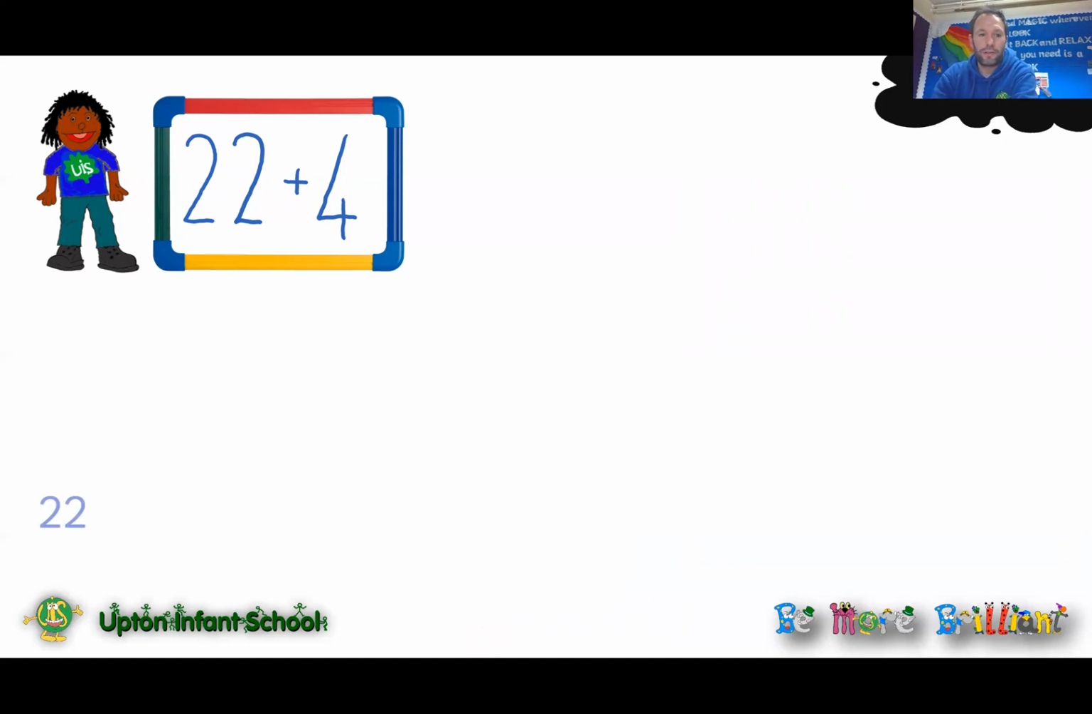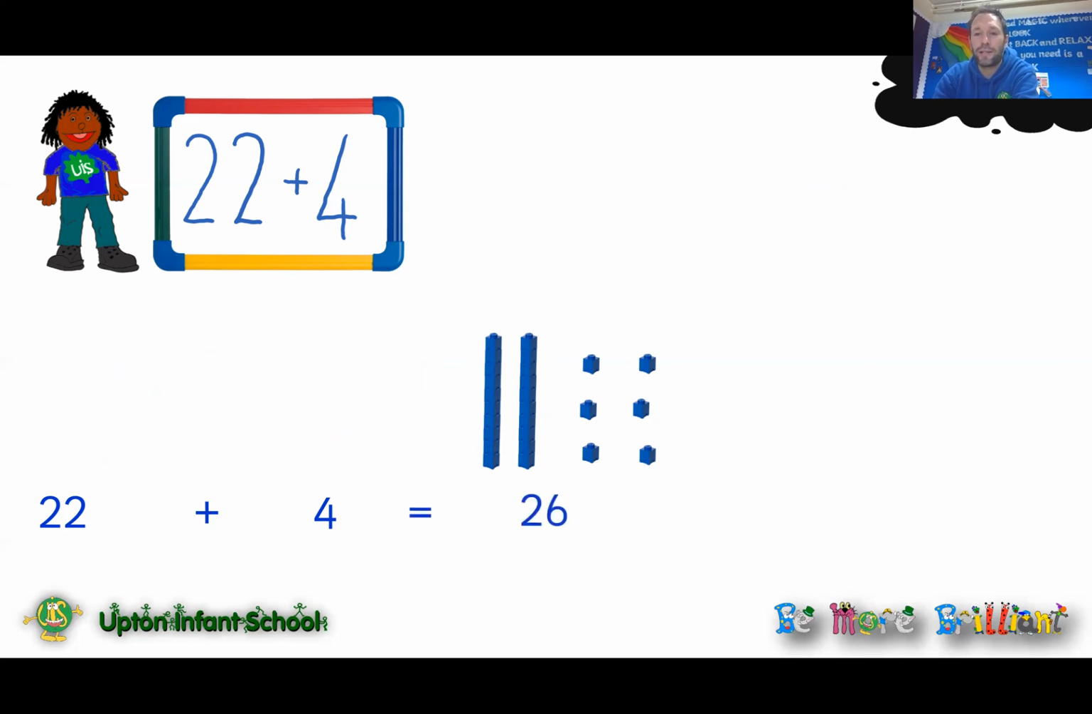So first of all, we've got 22. 22 is 2 tens and 2 ones. Now I'm going to make my 4 ones. And then I'm going to add this all together by putting my ones together and dragging over my 10. So I've got 4 ones. No, I haven't. I've got 6 ones, sorry, and 2 tens. 6 ones and 2 tens, which is 26. So 22 add 4 is 26.